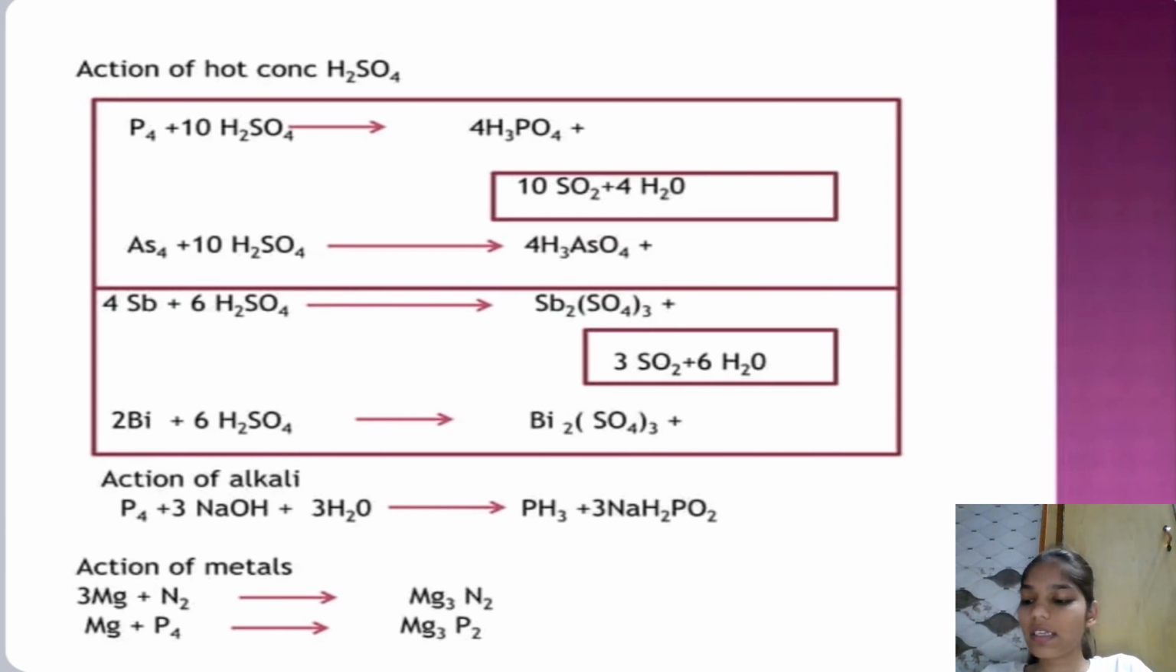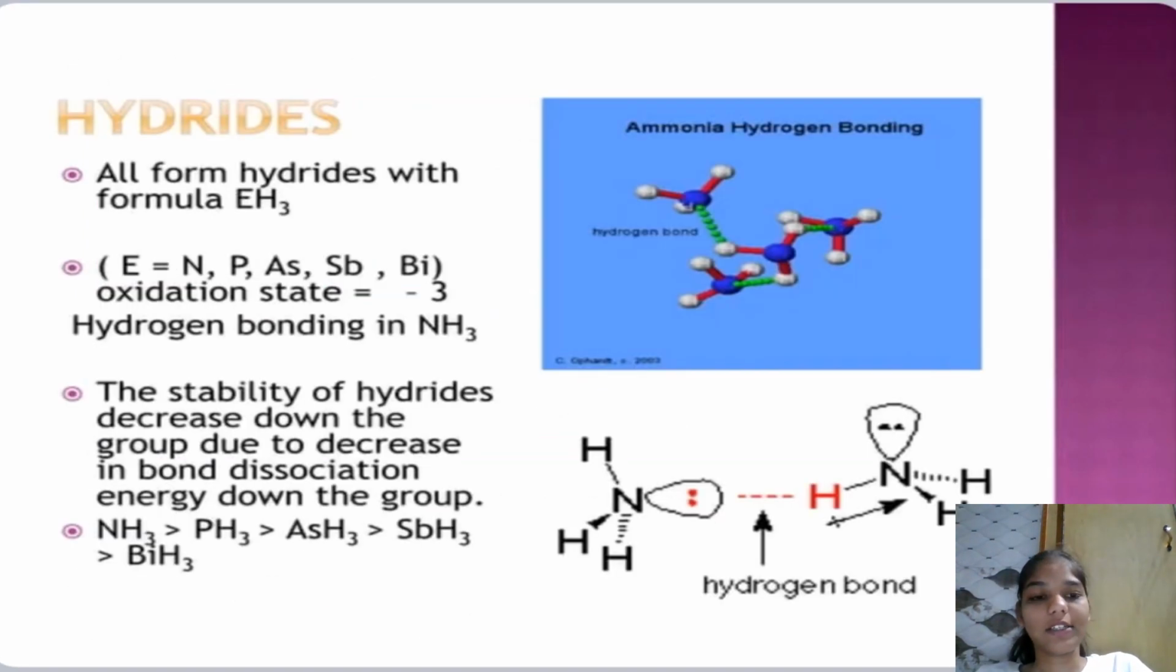Next is the action of metals. When magnesium reacts with nitrogen, we get magnesium nitride. Similarly, when magnesium reacts with phosphorus, we get magnesium phosphide. Next are the hydrides. All the group 15 elements form hydrides with the formula EH3, where E is nitrogen, phosphorus, arsenic, antimony and bismuth. Here the oxidation state for the hydrides is -3.